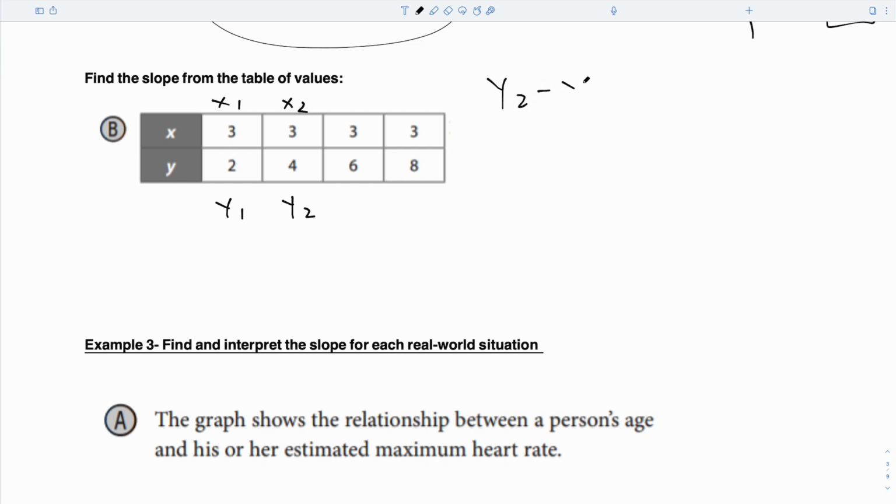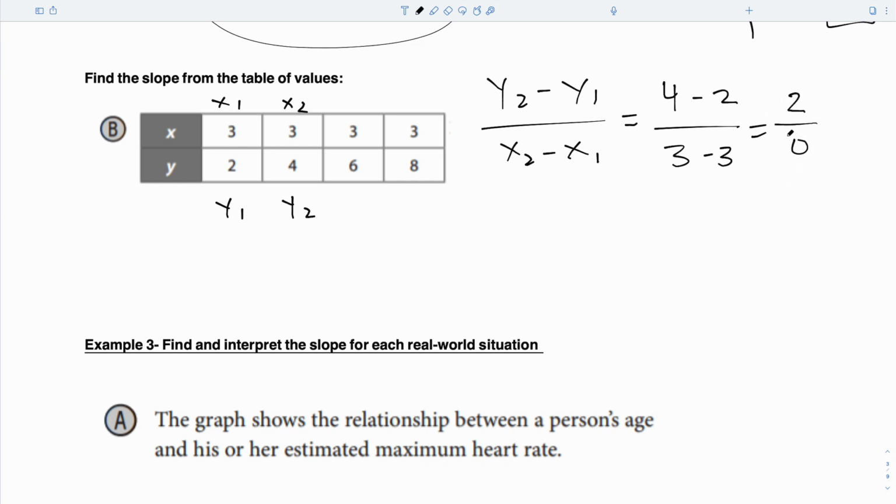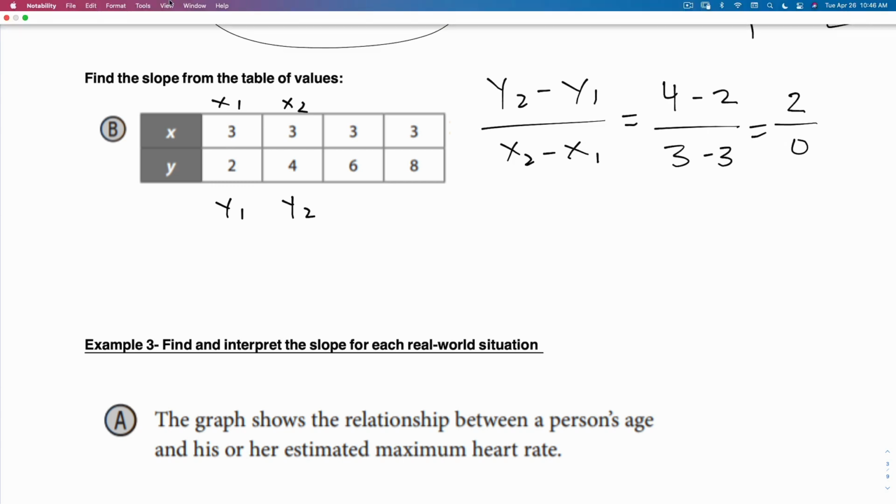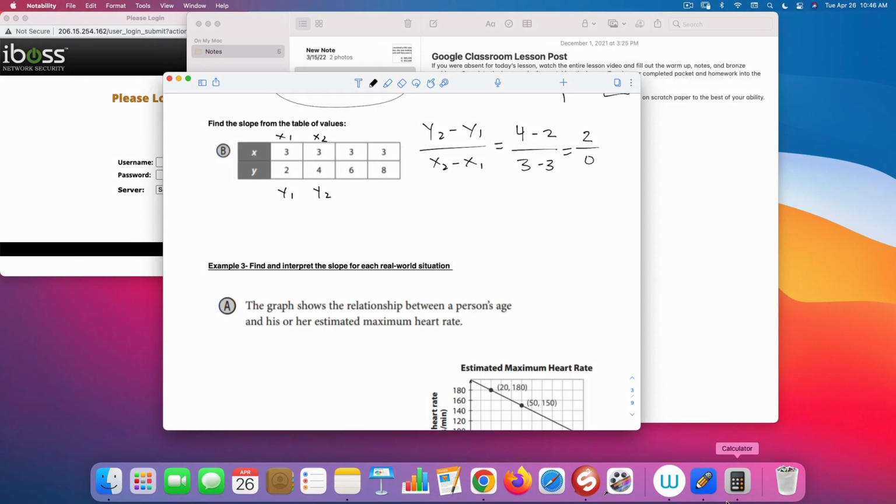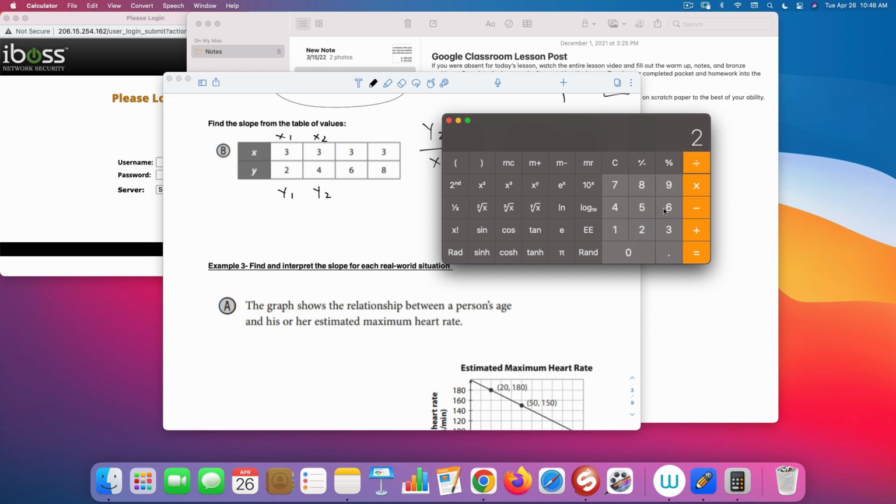Write it in. Julia, what's the answer on the top? And the bottom? What does the slope look like, Charles? When you have 0 on the bottom, what does that tell you, Stan? Yeah, whenever you have 0 on the bottom, this is what it's going to look like in a calculator. 2 divided by 0, it'll say error or undefined or not a number.